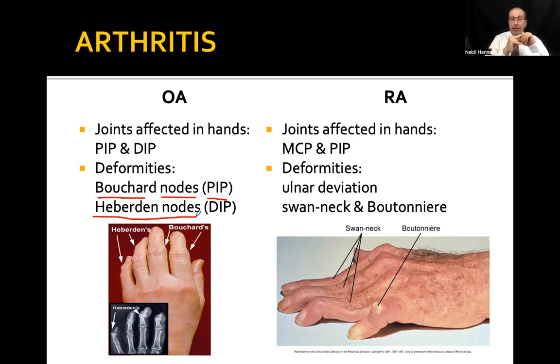In rheumatoid arthritis, when it affects the hands, you get ulnar deviation of the hand, and you get swan neck deformity, which is extension of the proximal interphalangeal joint with compensatory flexion of the distal interphalangeal joint. That's the swan neck deformity. And also we get the boutonniere deformity, or the buttonhole deformity, that looks like this. So these are the deformities in rheumatoid arthritis.